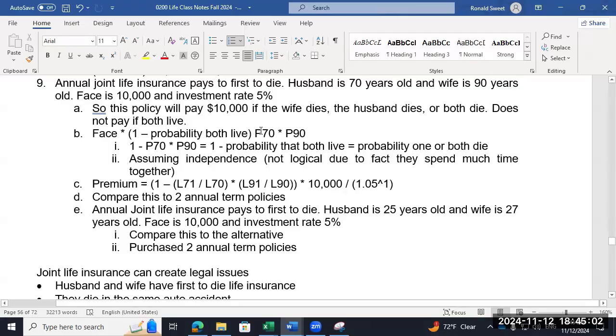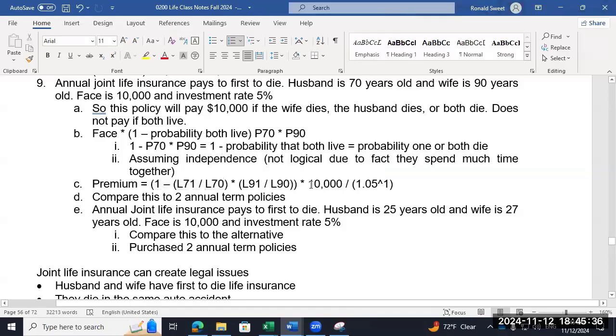So P70 times P90 is the same as L71 over L70 times L91 over L90. Multiply those 2 together. P70 is the people alive at age 71 divided by the people alive at age 70. That's the probability that the 70-year-old makes it 1 more year, and that's the probability that the 90-year-old makes it 1 year. You can't use the P's because they're not on the table. Well, they are, but it's better to do it this way. 1 minus that is the probability that either or both die.